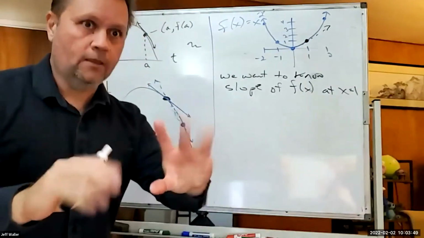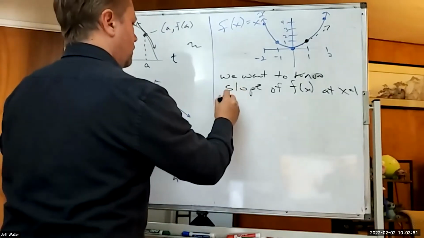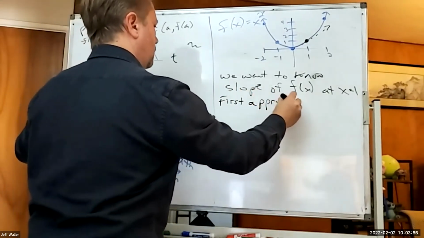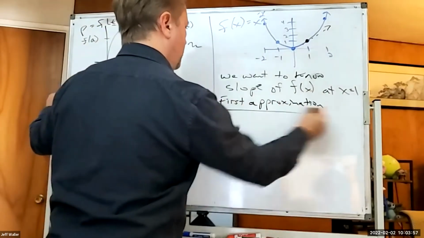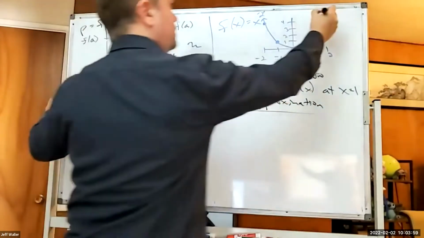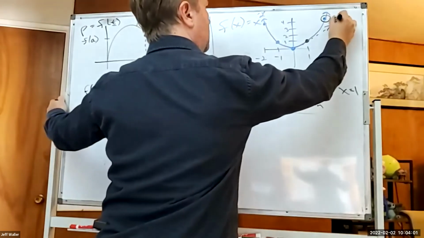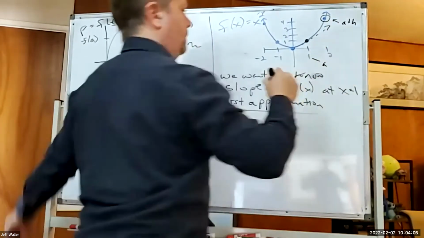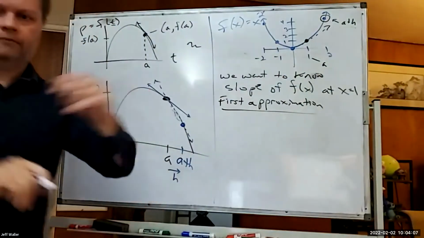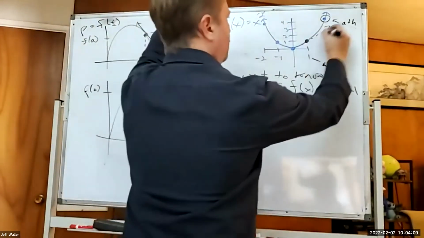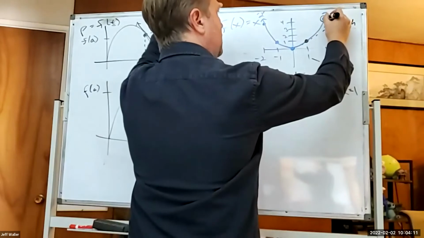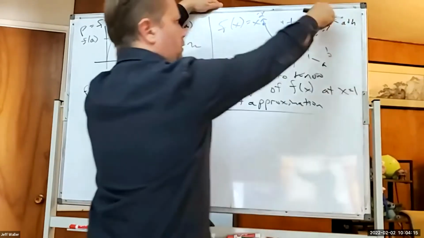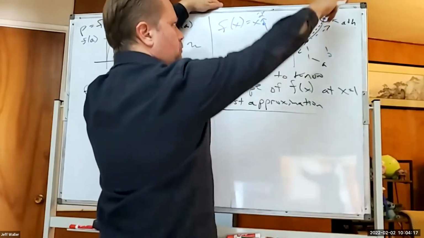So, first approximation. Let's use a really rough approximation. Let's use this point as a plus h. So this will be our a. So then, am I getting the right answer? No. Is my answer going to be too big or too small, the slope here? If I use this other point, is that slope too big or too small?